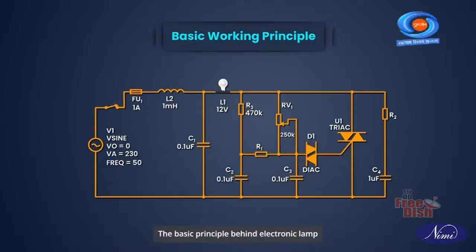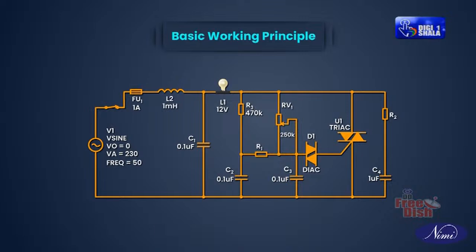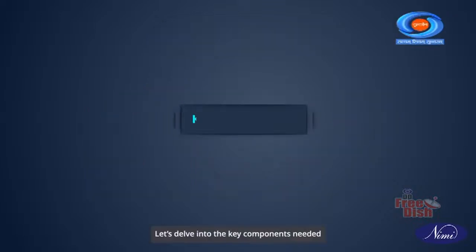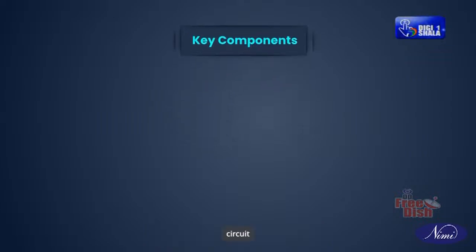The basic principle behind electronic lamp dimmers involves controlling the amount of power delivered to the lamp, thereby varying its brightness. This is commonly achieved by adjusting the conduction angle of a switching device such as a triac in response to user input. Let's delve into the key components needed for constructing an electronic lamp dimmer circuit.